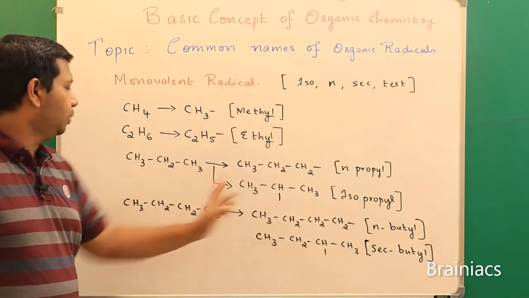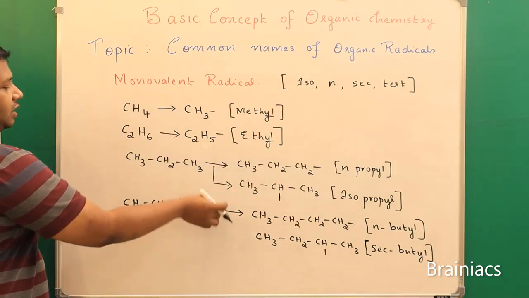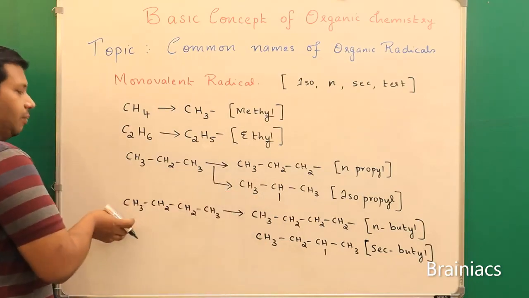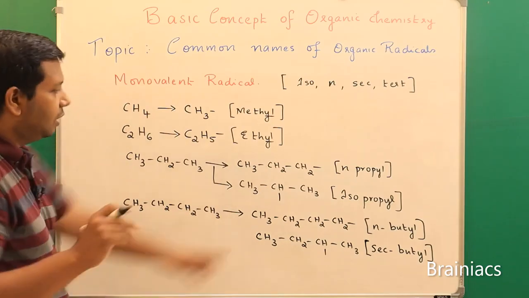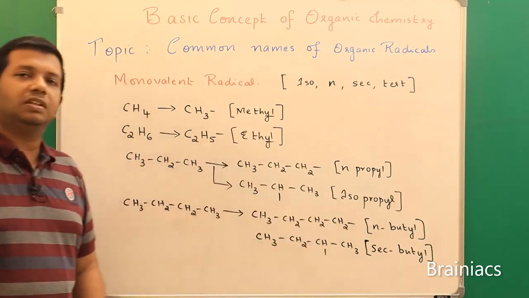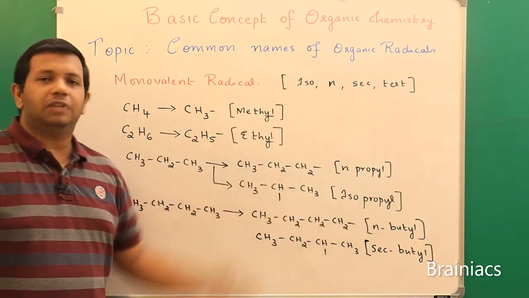These are the two possibilities in which you can remove hydrogen. If you remove hydrogen from here or here, both are the same. From here or here, it is the same. So for the two possibilities, we have tried to see the name of the radical.